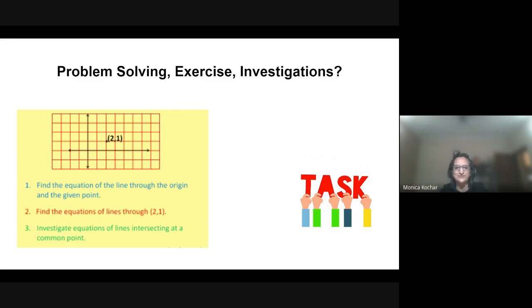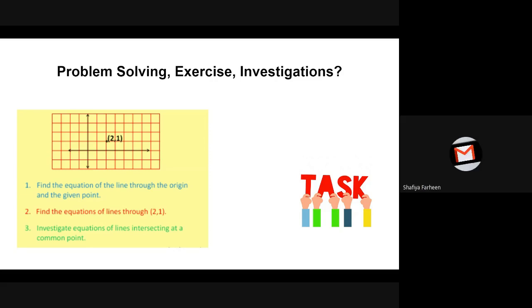It's obvious also, but tell me, 1, 2, and 3, which one is a typical exercise question? You can unmute and speak, or you can put your answer in the chat box. Which is a typical exercise question out of these, which you see in textbooks? Find the equation of the line through the origin and the given point. Is that an exercise question, or is it slightly more challenging? Another question is find equations of lines through 2, 1. And third is investigate equations of lines intersecting at a common point.